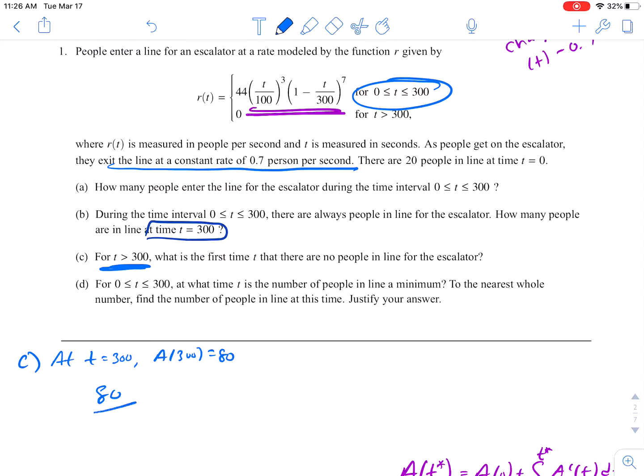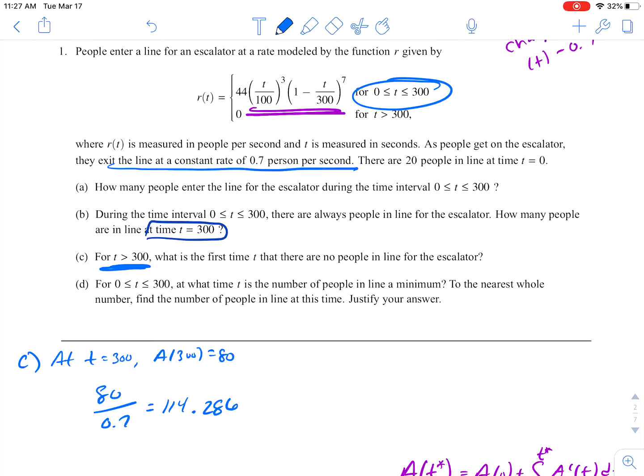It's just going to be 80 divided by 0.7. And if we do that, that's going to be an additional 114.286 seconds. Round to the nearest thousandth. Nothing about rounding here, so we'll go with the nearest thousandth. That's how long it's going to take for these remaining 80 people to get out of line. But be careful.